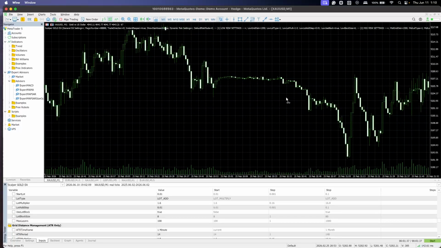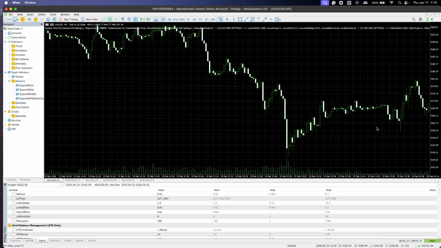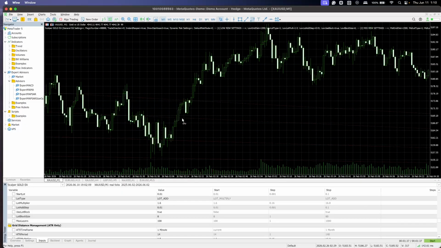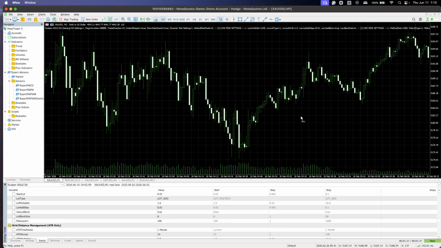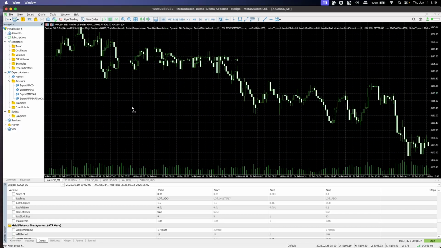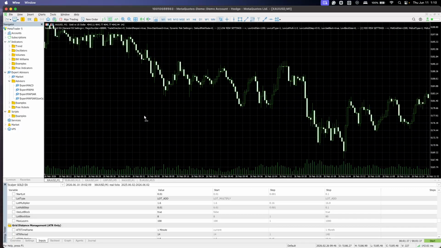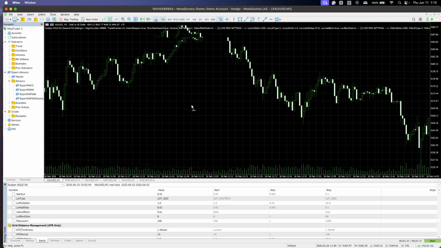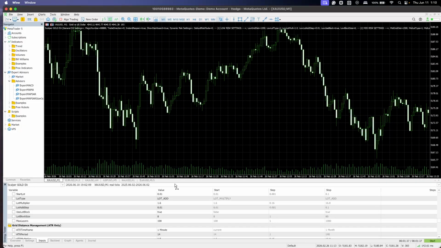I have the good grid distance. Basically, it held on to those sell trades for days and days and days, I think weeks. Well, I don't know where that ends, but it held on to those trades for, I would say, a week, more than a week, waiting to close in profit.